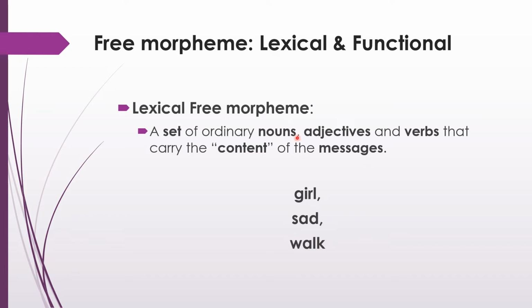For example, here, girl, said, work, these particular words carry the content of a message. For example, rather than saying the girl said works on the road, we can say girl said walk road, and we can still understand what is meant. And these morphological units or morphemes are referred to as lexical free morphemes.